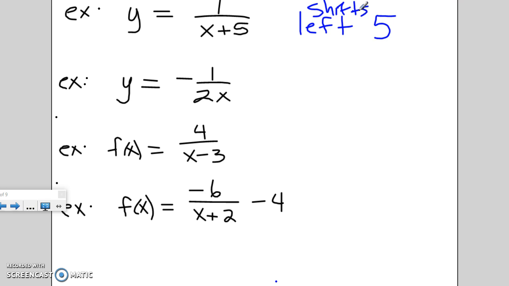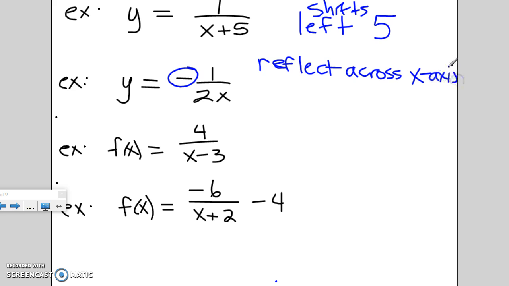Okay, for the second example, we have two things happening. We have a negative, which is going to reflect it across the x-axis, and we have the 2 on the bottom. It's inside the denominator, so that means it's a horizontal change. Since it's greater than 1, it's a horizontal compression. So the 2 makes it horizontally compressed.